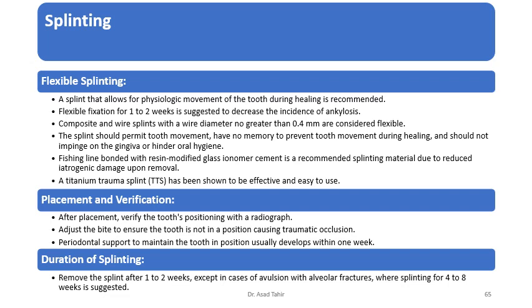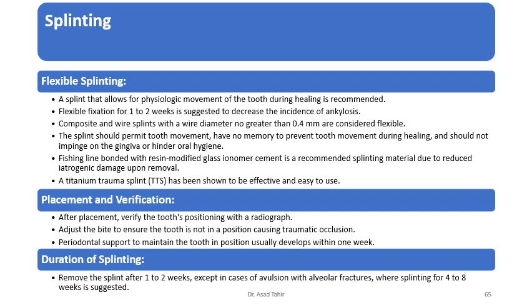Fishing line bonded with resin-modified glass ionomer cement is a recommended splinting material due to reduced iatrogenic damage upon removal. A titanium trauma splint (TTS) has been shown to be effective and easy to use. Placement and verification. After placement, verify the tooth's positioning with a radiograph. Adjust the bite to ensure the tooth is not in a position causing traumatic occlusion. Periodontal support to maintain the tooth in position usually develops within 1 week.